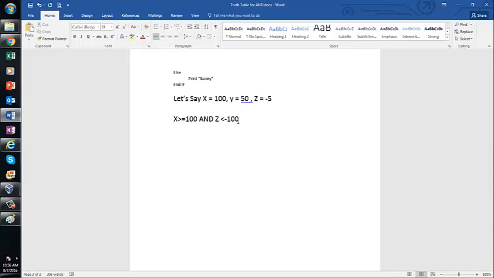The answer is false. Why? Because negative 100 is not greater than negative 5. The condition we are saying is z less than or equal to minus 100, and z was minus 5. Both of them are not true. So the first one is false.